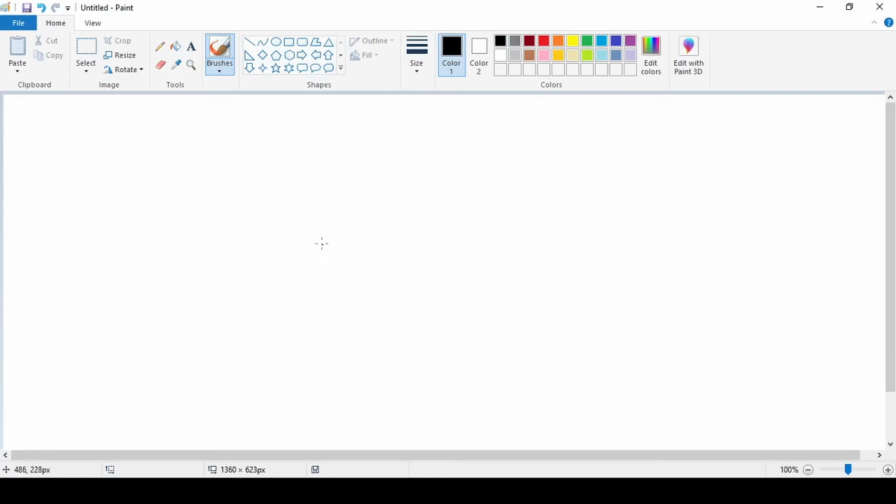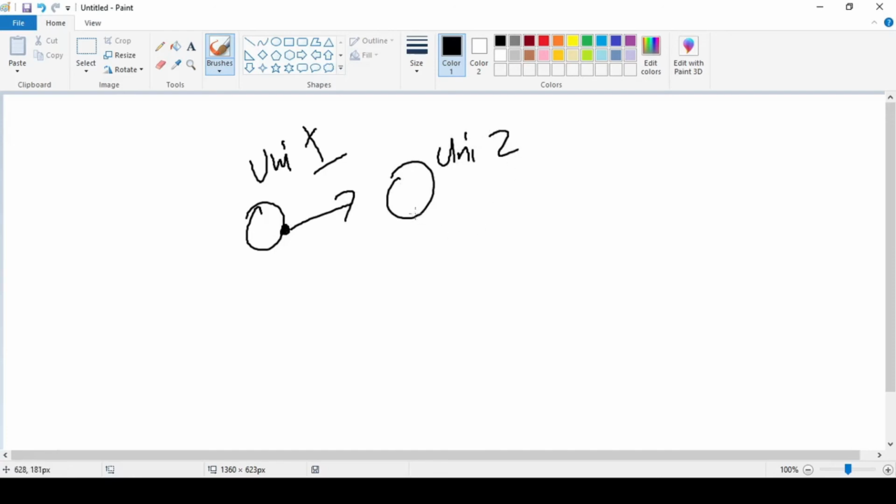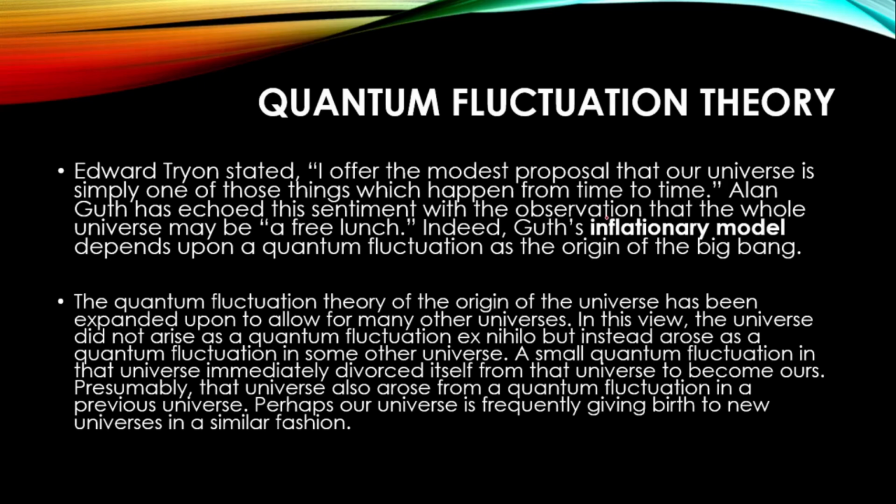So the quantum fluctuation they are talking about is that this is universe 1, and there's a small fluctuation here that created a universe 2, and in the same manner there is a fluctuation in this universe 2 that will create a universe 3. So that is the concept of quantum fluctuation theory. Just a free lunch.